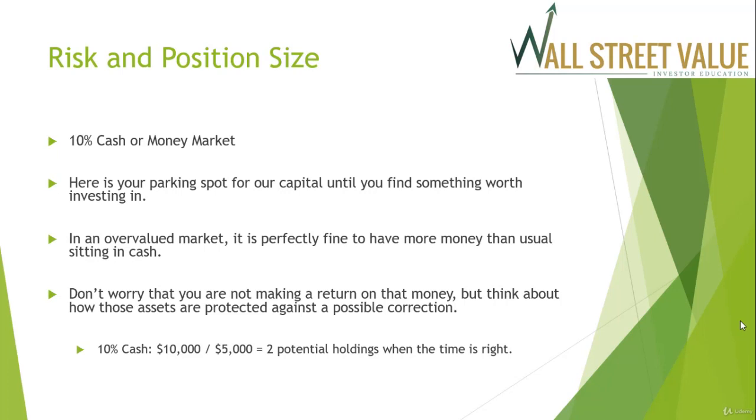In an overvalued market, it's perfectly fine to have more money than usual sitting in cash. Don't worry if you're not making a return on that money, but think about how those assets are protected against a possible correction. We have 10% in cash, that equals $5,000 per position, so we can have 2 potential holdings when the time is right, minimum.